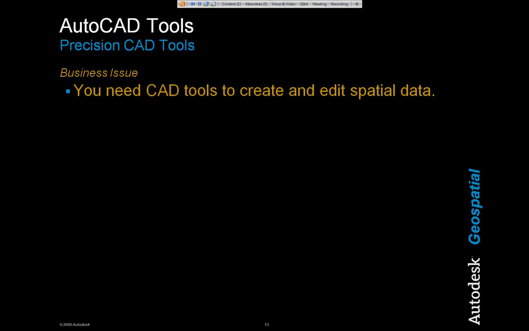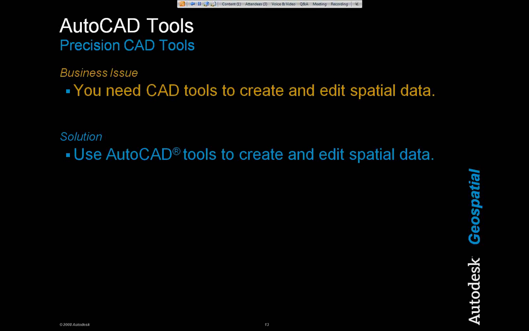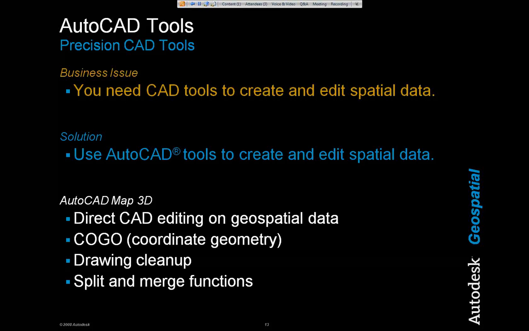You need the AutoCAD tools. You've got this CAD trained workforce out there that wants to work with the GIS data sets. So the solution, use those CAD tools, create and edit that spatial data. What's the solution? It's Map 3D and direct access via FDO using the CAD editing tools on geospatial data. It's coordinate geometry, it's drawing cleanup, it's the split and merge tools that allow you to work with that geospatial data and split and merge parcels, for instance.